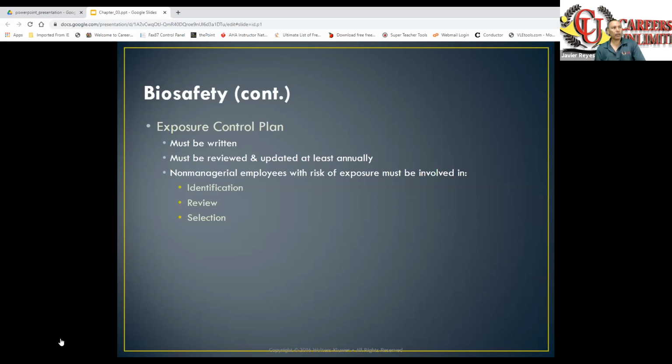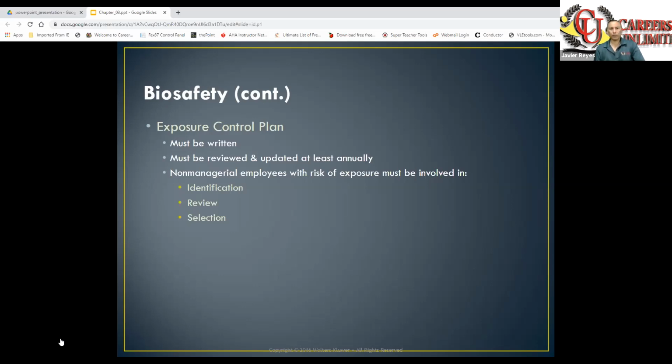It has to be reviewed and updated at least annually by the facility, meaning that if someone is exposed, okay, they have to go back and see, well, how many exposures did we get per 1 year? 0, fantastic. 1, 2, 3. So this gives them an opportunity to review their policies. All right, maybe their policies are not very effective. So again, this is why they have to be reviewed once a year.